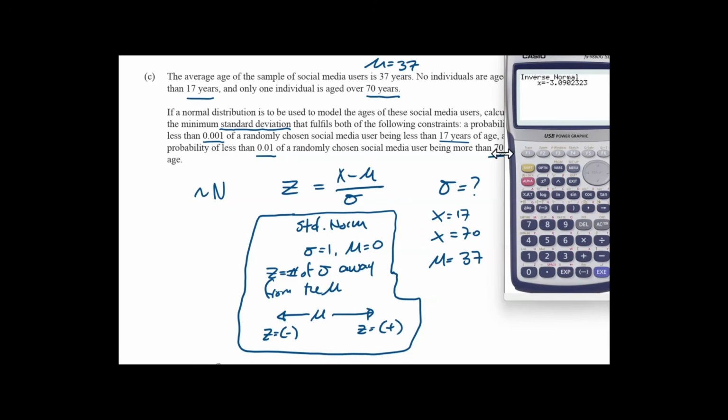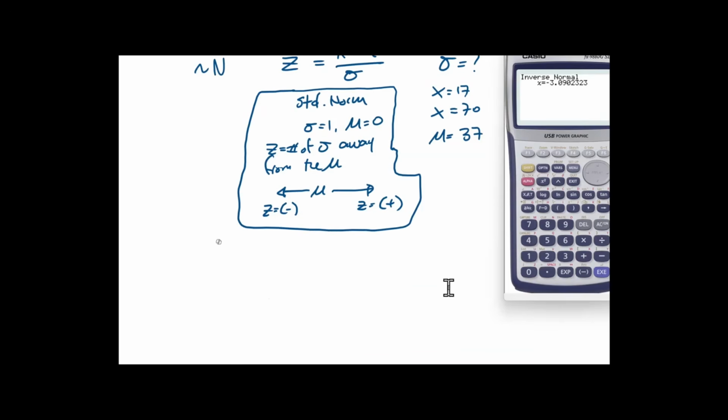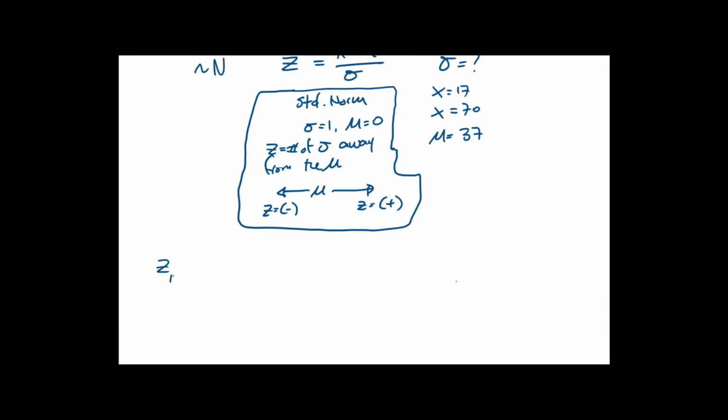It has x there, but x is the number of standard deviations. That's the z-score that we want. So rather than playing around with the tables, you can enter the z-score. So the z-score that goes with the 17 is going to be equal to negative 3.0902, to four decimal places.